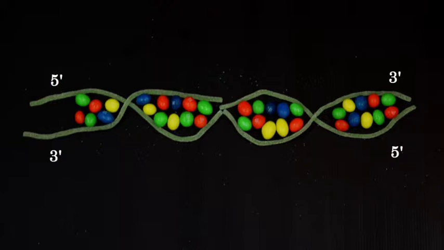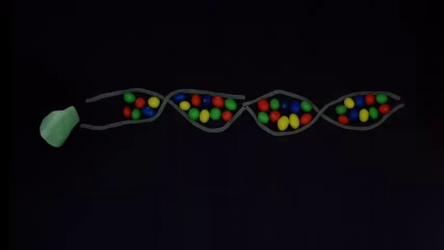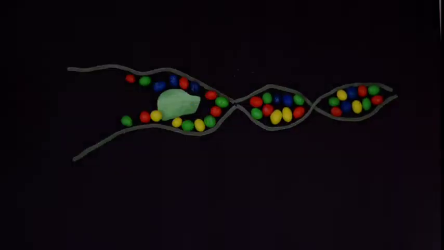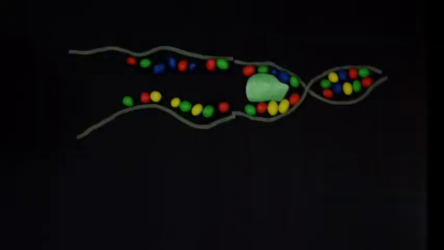DNA is a double strand. The leading strand runs from 5' to 3', while the lagging strand runs from 3' to 5'. At the replication fork, the enzyme helicase breaks the double strand into 2 single strands. In the leading strand, the enzyme primase then starts the process.